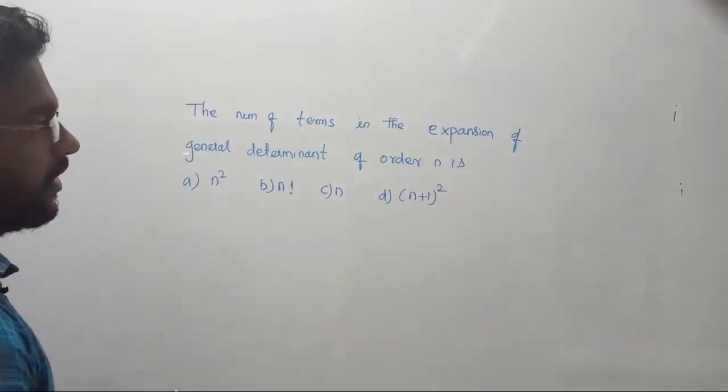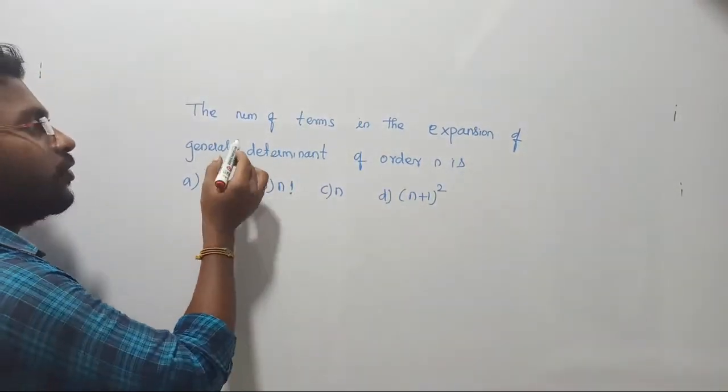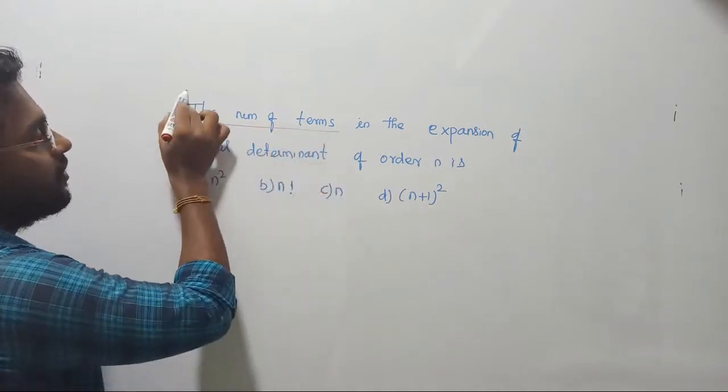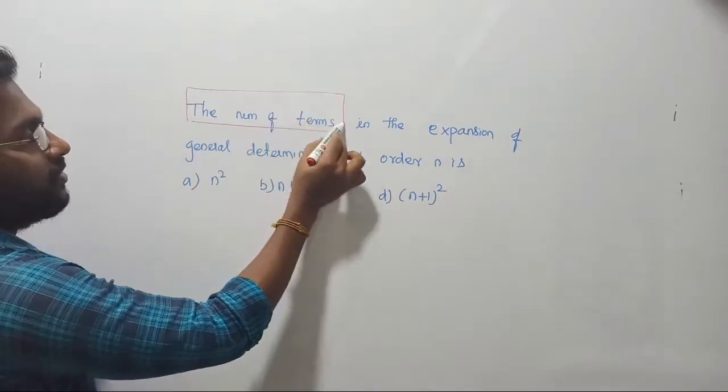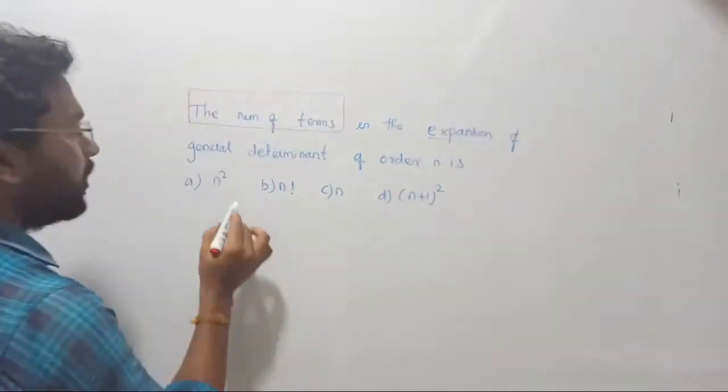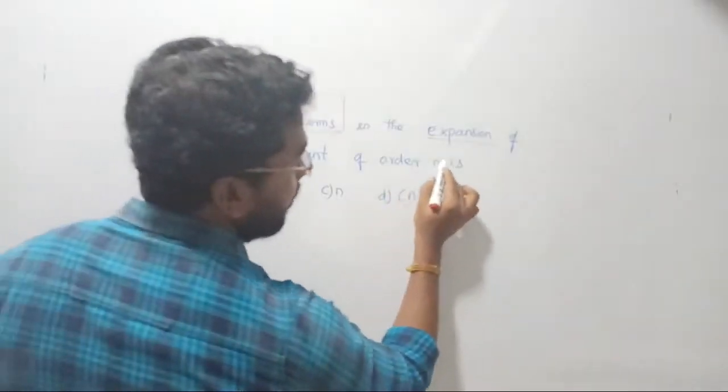The question is about the number of terms in the expansion of the determinant of an n cross n matrix.